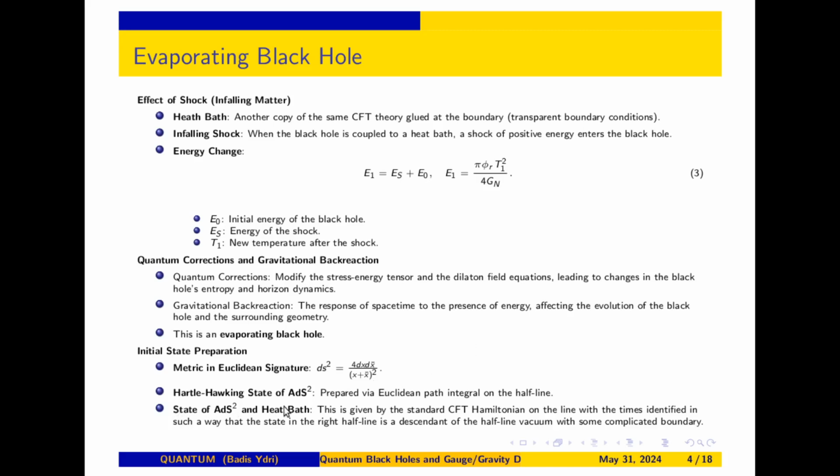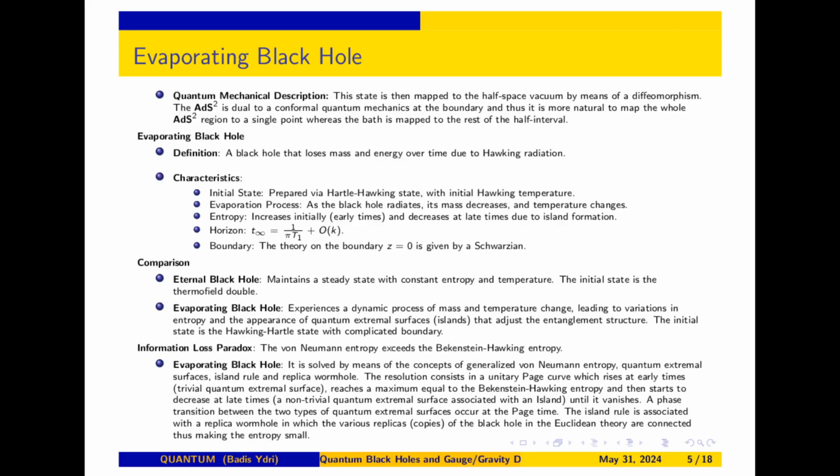The state of AdS2 in the heat bath is given by the standard CFT Hamiltonian on the line, with times identified in such a way that the state in the right half-line is a descendant of the half-line vacuum with some complicated boundary conditions. In quantum mechanical terms, this state is mapped to the half-space vacuum by means of a diffeomorphism. The AdS2 region is dual to a conformal quantum mechanics at the boundary, making it natural to map the entire AdS2 region to a single point, while the bath is mapped to the rest of the half interval. This setup helps in understanding the initial conditions for black hole formation and evolution.